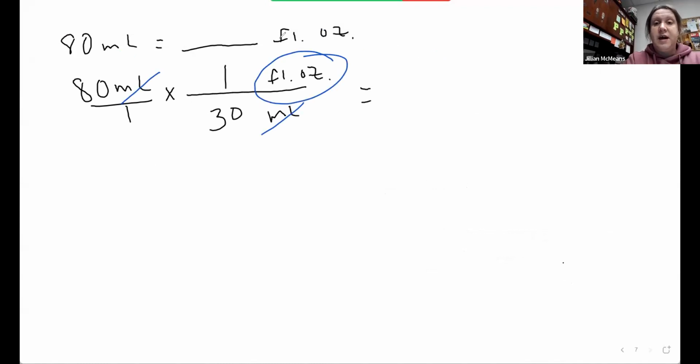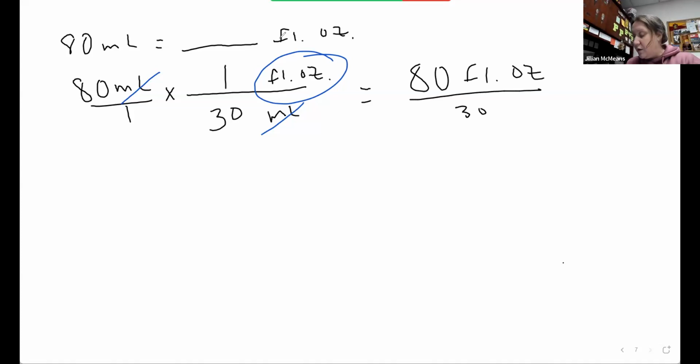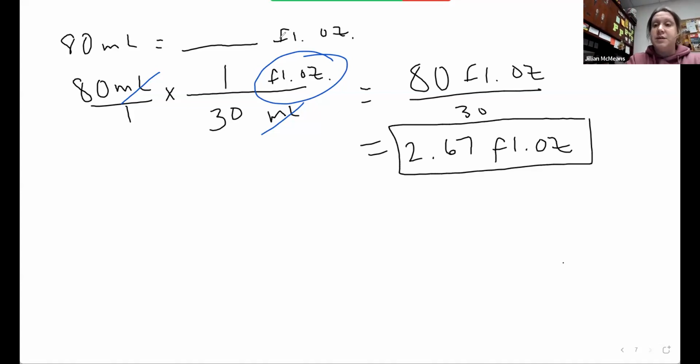My numerator simplified is going to be 80 times 1 fluid ounces all over 30. And you can simplify this however you like. If you use a calculator, you're going to get 2.67 fluid ounces, or you could get 2 2/3. So if you wanted to write this as a mixed number, it would be 2 2/3 fluid ounces. Just follow the directions. If they want the mixed number or if they want the decimal, go with the flow. Okay. But basically 80 milliliters is approximately 2.67 fluid ounces. Okay. Last one for this particular problem.